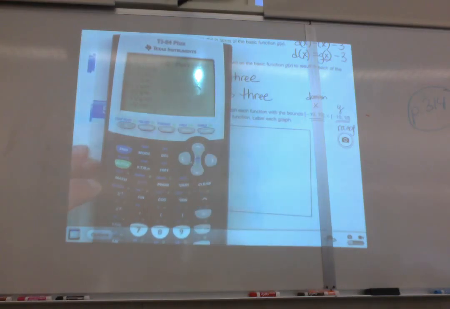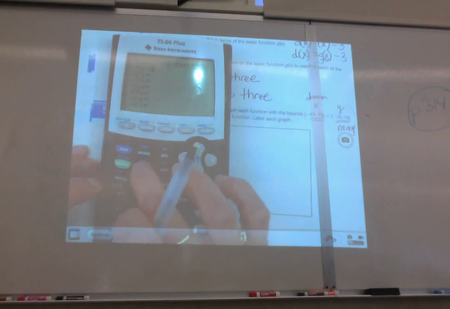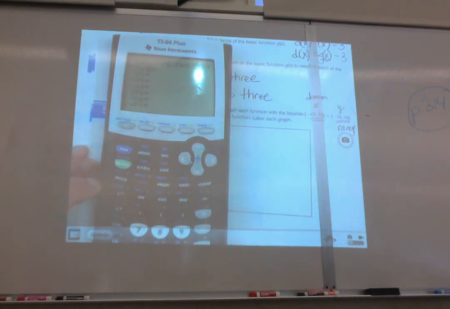The first function we're going to put in is g of x. g of x equals x. Then I go down to y2. Who knows what I'm going to type next? x minus 3 or x plus 3. So x plus 3, and next function, third function, x minus 3. These are the three we're comparing to each other. You with me to there? Oh, let's push graph.